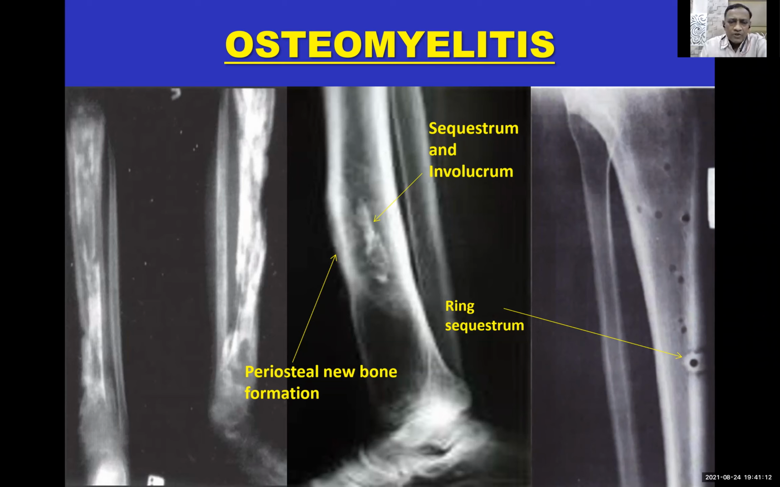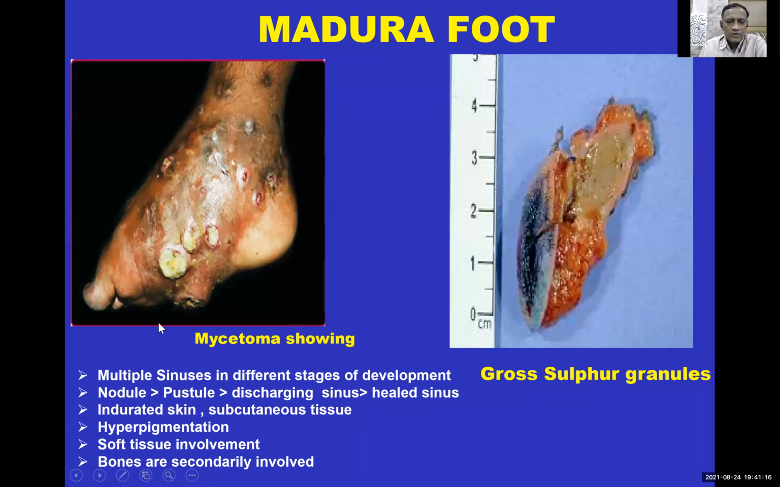The next specimen is madura foot. The classical description is that it shows multiple sinuses at different stages of development. What are the stages of development? Initially, the nodule is formed, then the pustule is formed, then the pustule bursts open to form a discharging sinus, and then slowly it heals. So you see the sinuses in different stages. Some of them are nodules, some are pustules, some are discharging, some are healed.